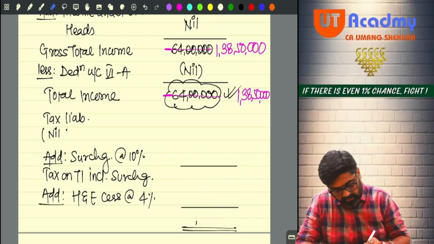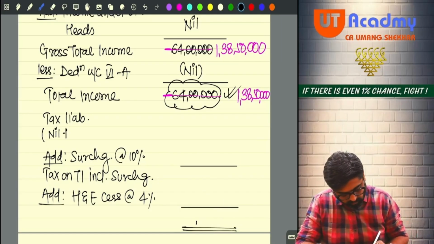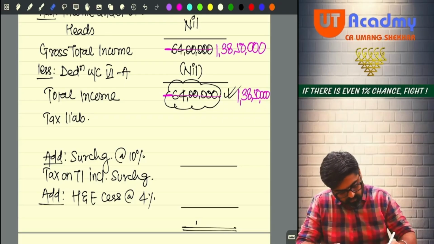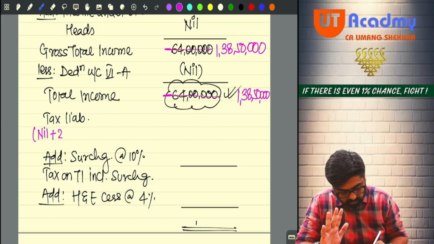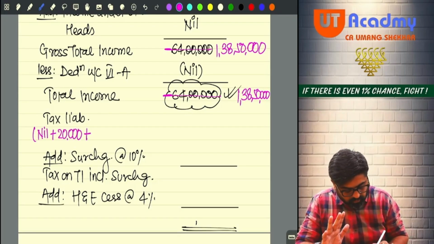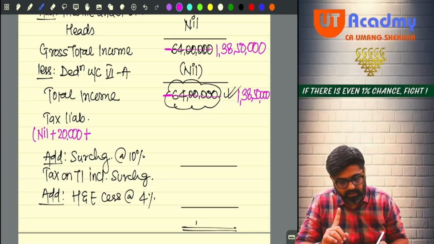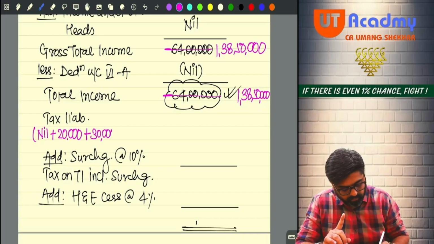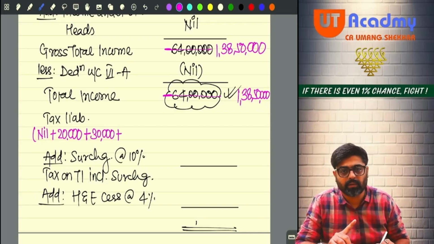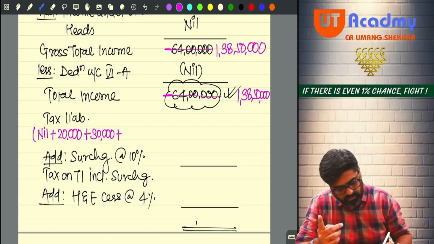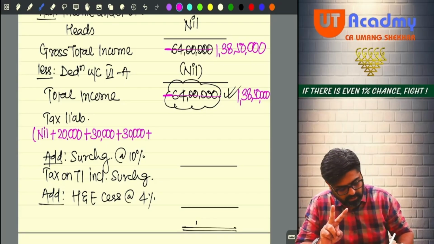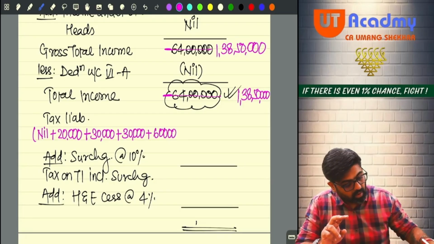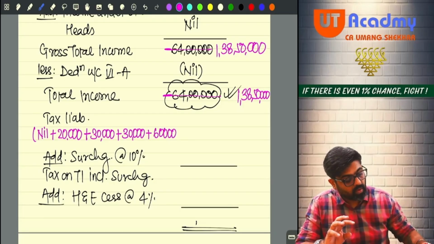Now pay attention. First 3 lakhs, will there be any tax? No, nil. Then 3 lakh to 7 lakh, 5%, 20,000. 7 lakh to 10 lakh, 3 lakh. On that 3 lakh, 10% will be 30,000. Then 10 lakh to 12 lakh, 2 lakh. On that 2 lakh, 15% will again be 30,000. 12 lakh to 15 lakhs, 3 lakhs. On that 3 lakh, 20% will be 60,000.